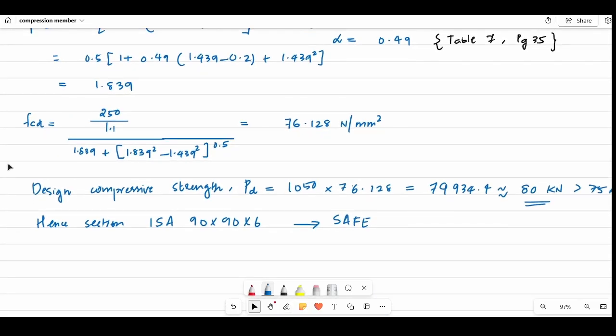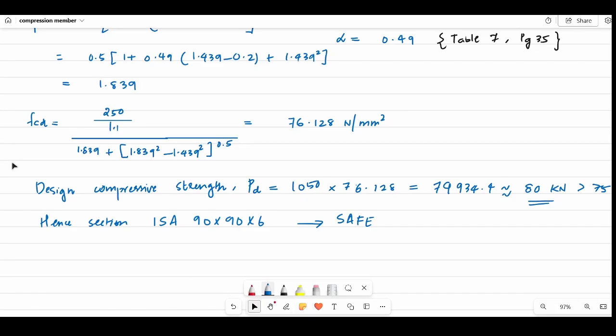Now we have to find the total design compressive strength Pd, which is given in clause 7.1.2. This will be the effective area, and this is the area of the 90 by 90 by 6 member, and this area will be obtained as 10.5 centimeter square, which is 1050 mm square. This we have written earlier. Multiplied by this design compressive stress, we will be obtaining a value of 79,934 N, which is basically 80 kilonewton.